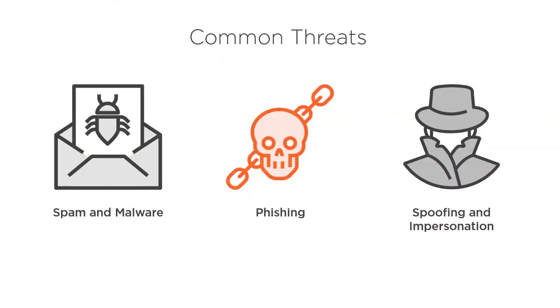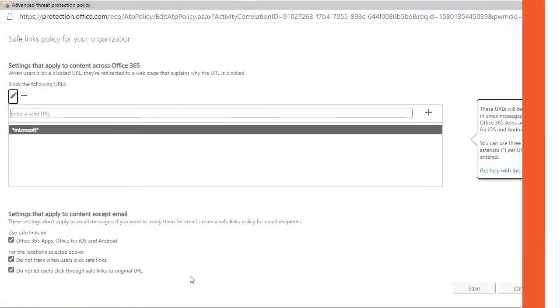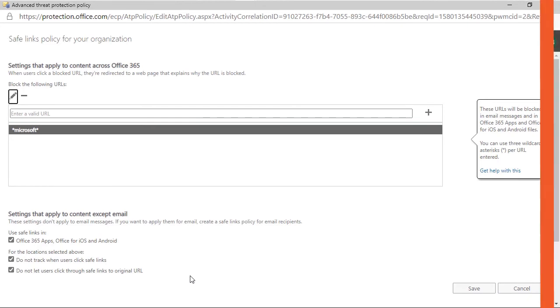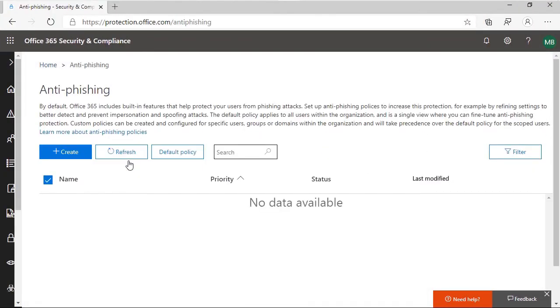In most organizations, Office 365 is one of the largest attack vectors. Protecting your users from threats is critical for your organization's success. In this course, we're going to cover protecting an enterprise Office 365 tenant using Office 365 Advanced Threat Protection.